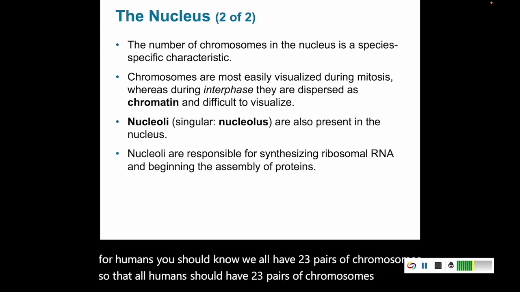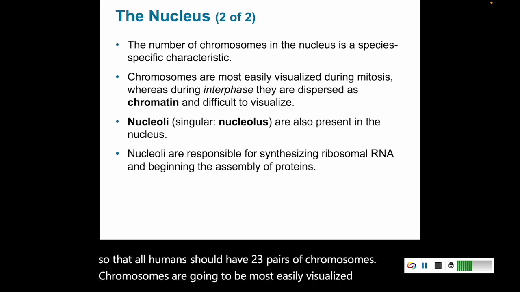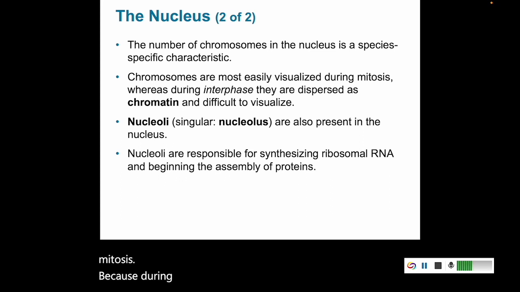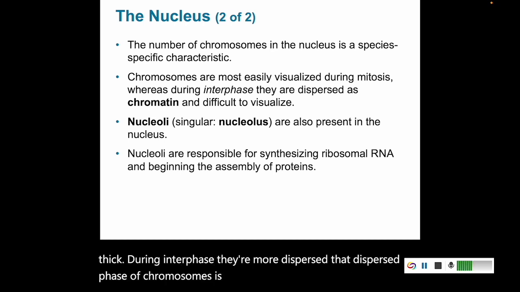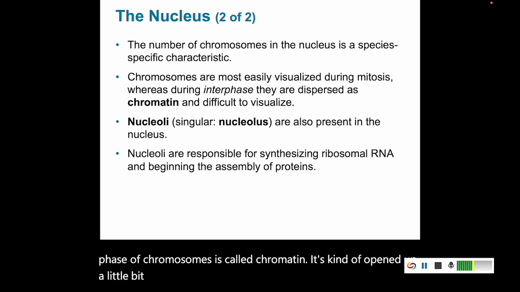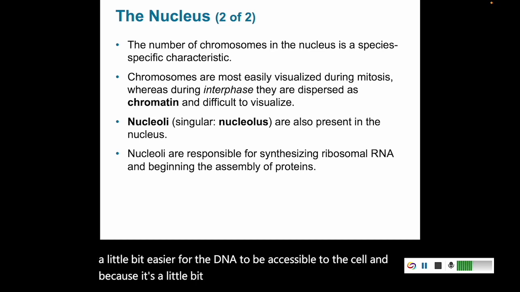Chromosomes are going to be most easily visualized during mitosis, because during mitosis they condense down to be really nice and thick. During interphase, they're more dispersed. That dispersed phase of chromosomes is called chromatin. It's kind of opened up a little bit, easier for the DNA to be accessible to the cell. And because it's a little bit more diffuse, it's a little bit harder to visualize.